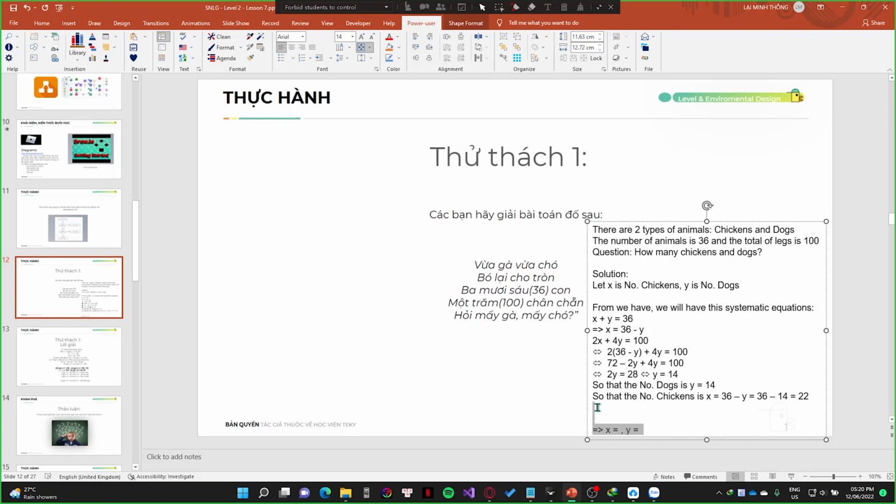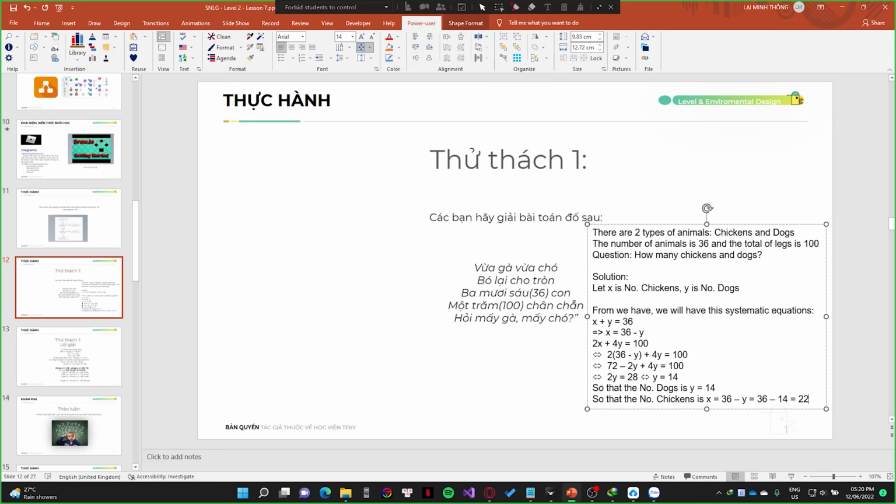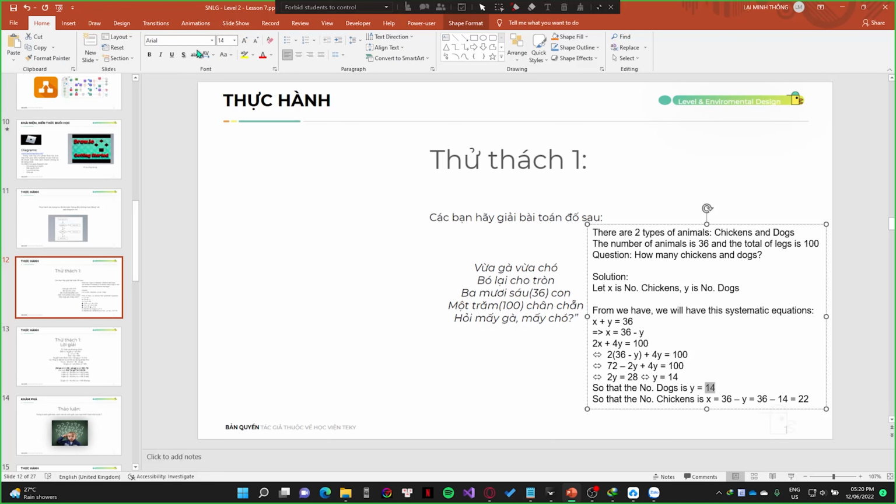Okay, so we have already solved the question. The answer is we have 14 dogs and 22 chickens to make 100 legs and 36 animals. This is called the systematic approach, which you will learn in your school later on. The equation is a very useful and easy method to solve this.